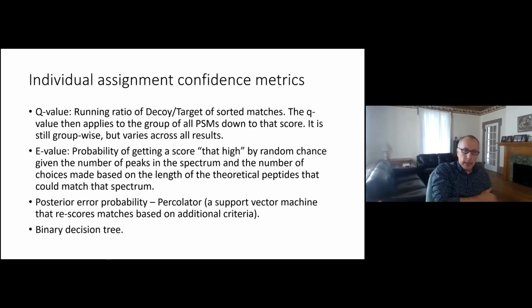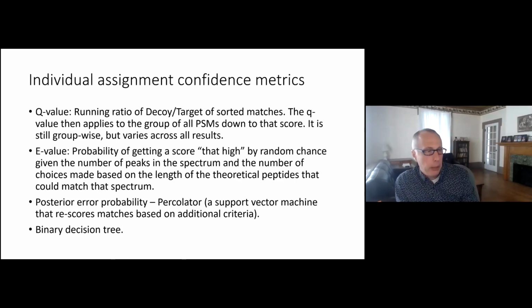And then the last, and probably the most prominent thing recently where you actually get an individual confidence measure, is the posterior error probability. There's a program that many people use called Percolator. It's a support vector machine that takes as input the PSMs that you get from your search, and it rescores and resorts all of the peptides based on additional criteria. We do something similar in MetaMorpheus, and so I'm going to describe that to you now.